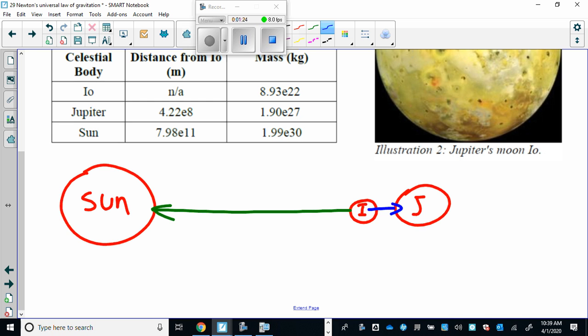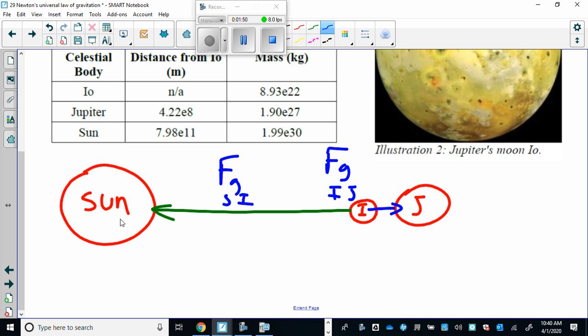All we're going to do is find the gravitational force between the Sun and Io, and then find the gravitational force between Io and Jupiter. They're pulling in opposite directions. Then we're just going to subtract those two values, or we're just going to make one of them negative. And once you've got that principle, then it's just a matter of crunching all the numbers.